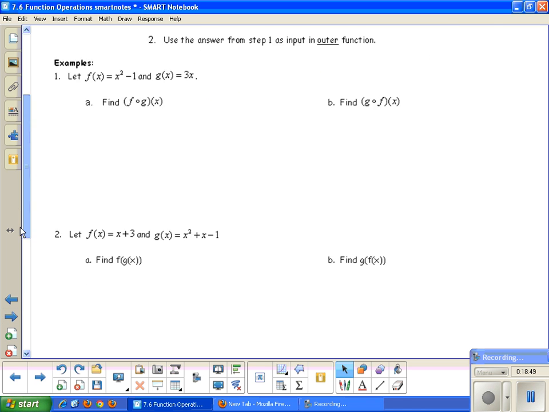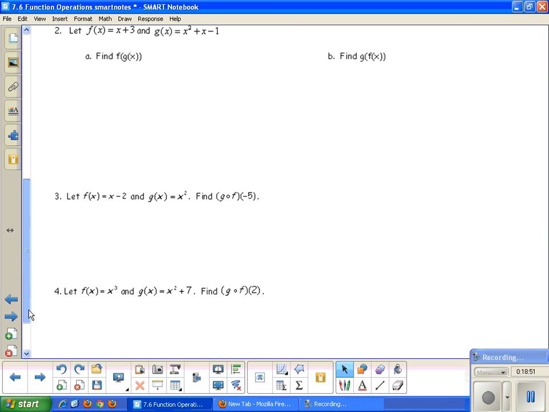So let's go ahead and do some examples with numbers first, and then we'll get to plugging one function into another function.